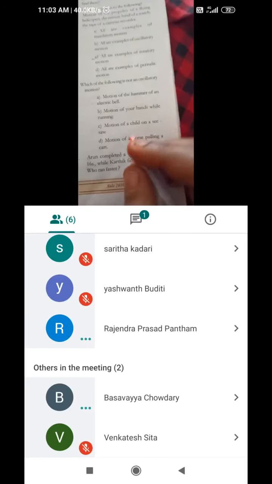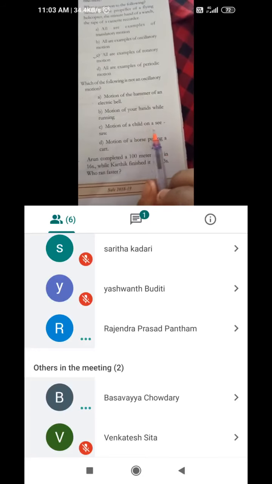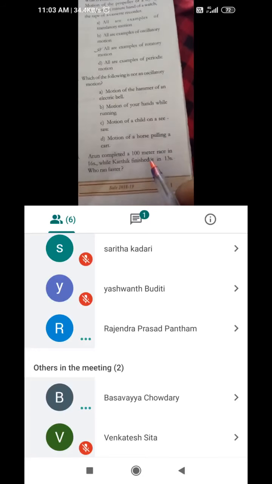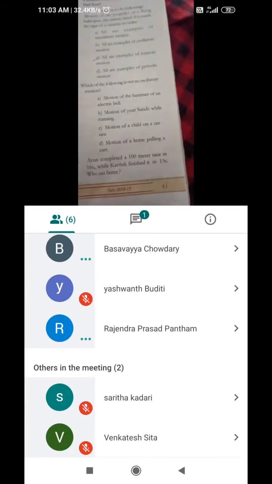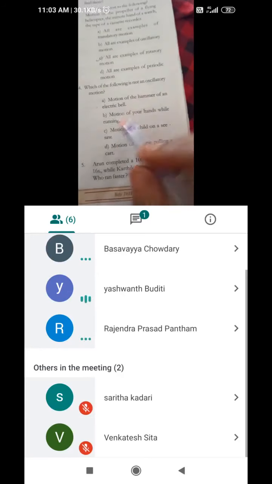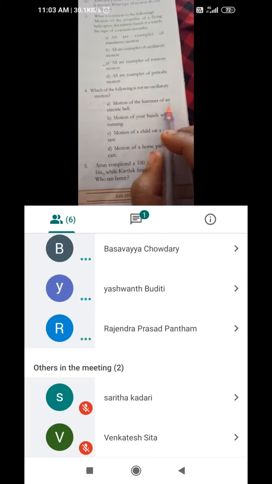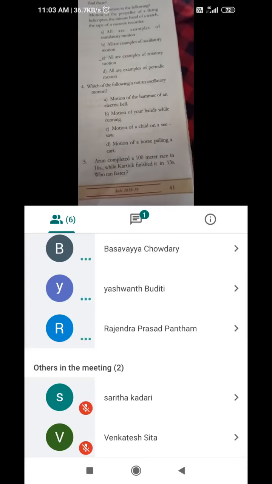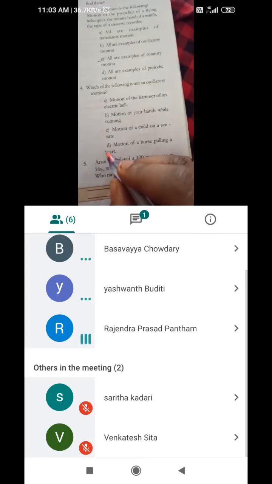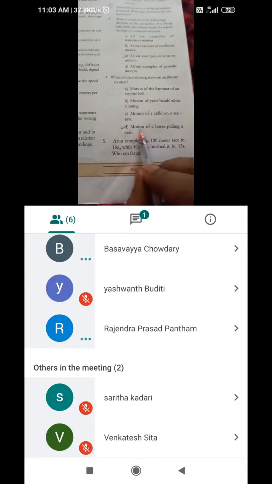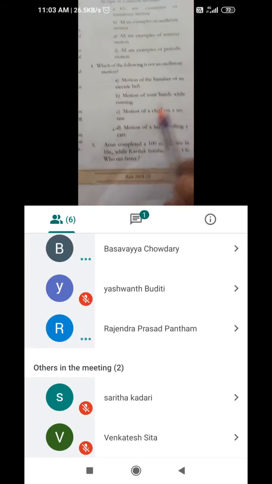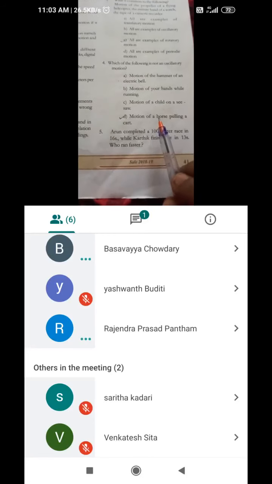Okay. And motion of a child on a seesaw? Oscillatory only, na? Yes. Motion of your hand while running? Yes. Back, front. And motion of hammer of an electric bell? Yes, it goes automatically, right, the bell. Yes, it is. This one is wrong statement. So not oscillatory means option D is correct here.